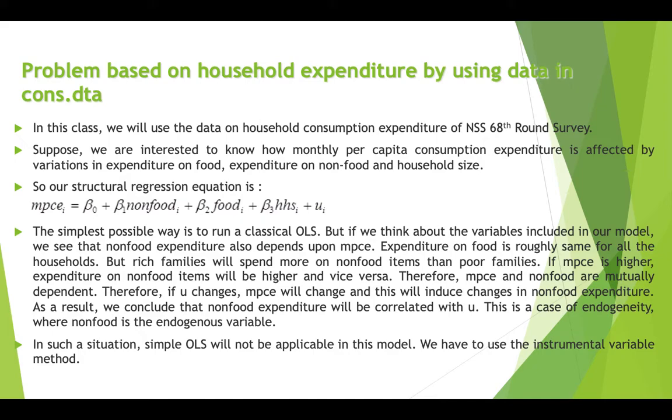But if we think about the variables included in our model, we see that the non-food expenditure depends upon MPCE. The expenditure on food is roughly the same for all the households, because if anybody gets richer, he will not start doubling his food consumption. That doesn't happen. So food consumption is almost the same for all the households, but rich families will spend more on non-food items than food items.